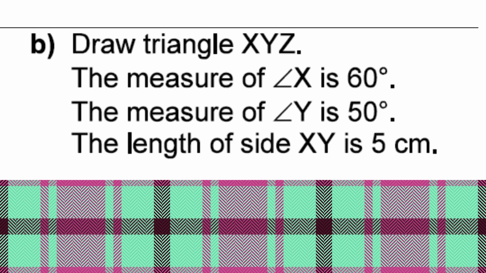Let's look at B. You will also be asked to draw a triangle XYZ. You are told that the measure of angle X is 60 degrees, the measure of angle Y is 50 degrees, and the length of side XY is 5 centimeters. I'm going to share with you what that needs to look like.